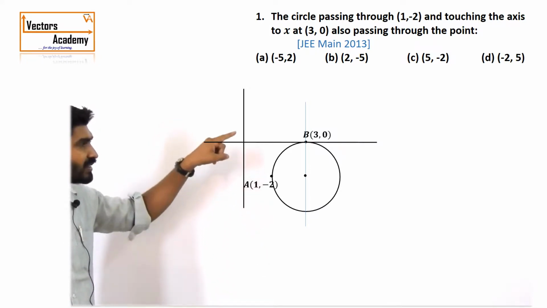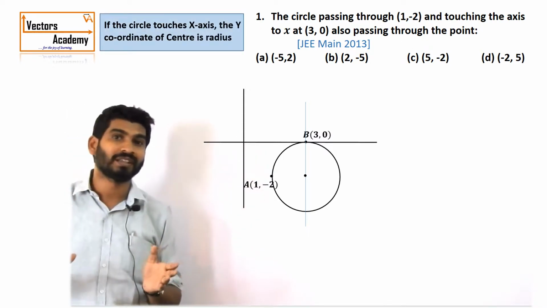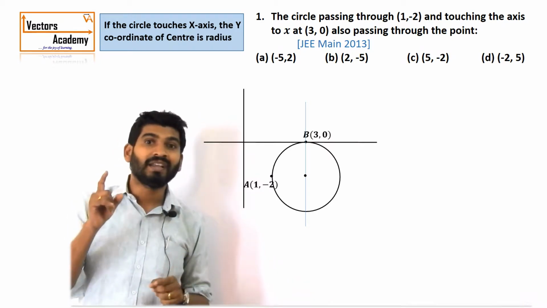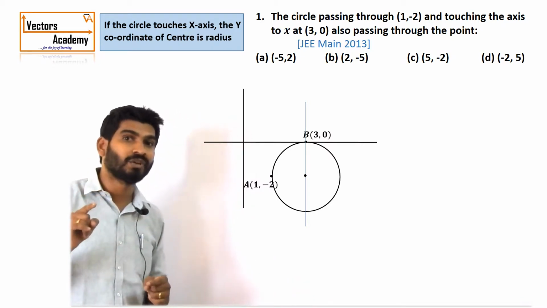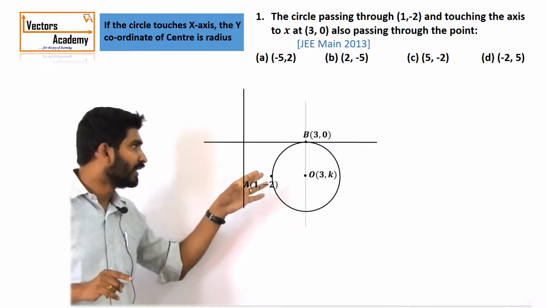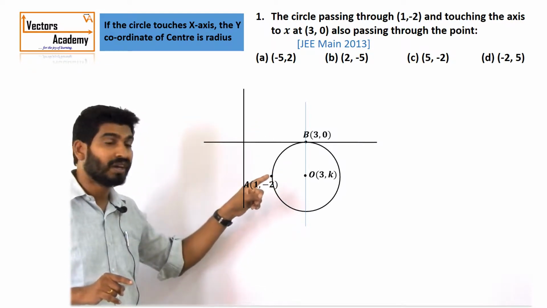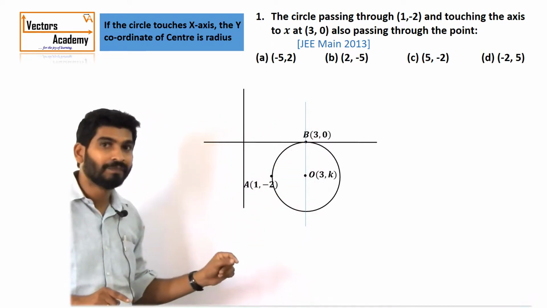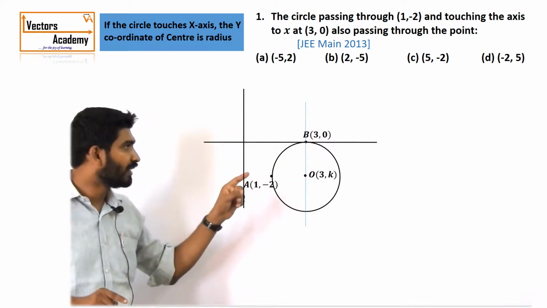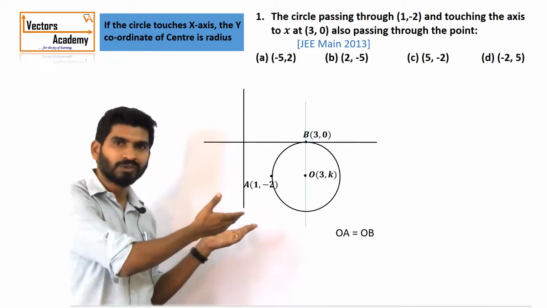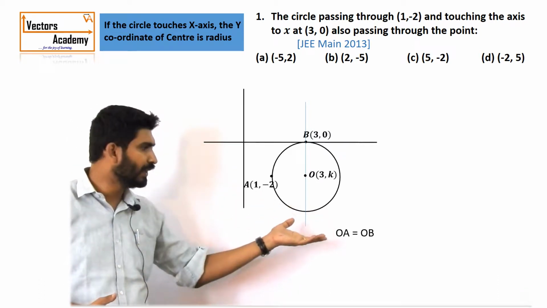So remember, the circle is touching the x-axis, and whenever a circle touches the x-axis, the radius is the y coordinate of the center. So let us assume the center of the circle for now is 3, as the x coordinate will be the same. It will be aligned with point B, and the y coordinate, let it be k. We know that OA and OB are the radius of the circle, so both of them should be equal.